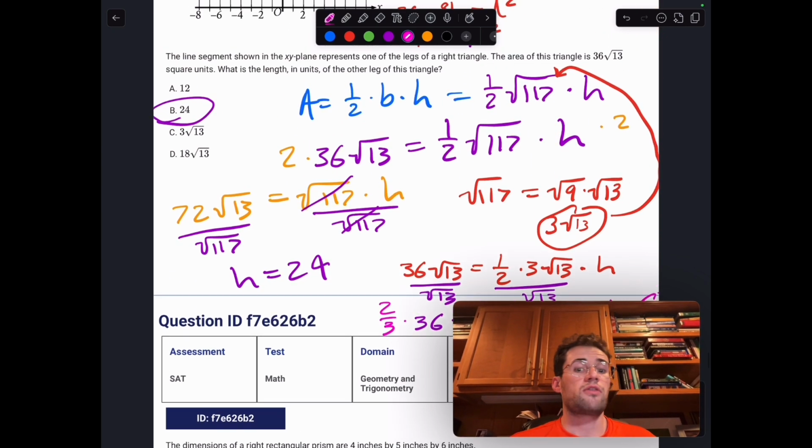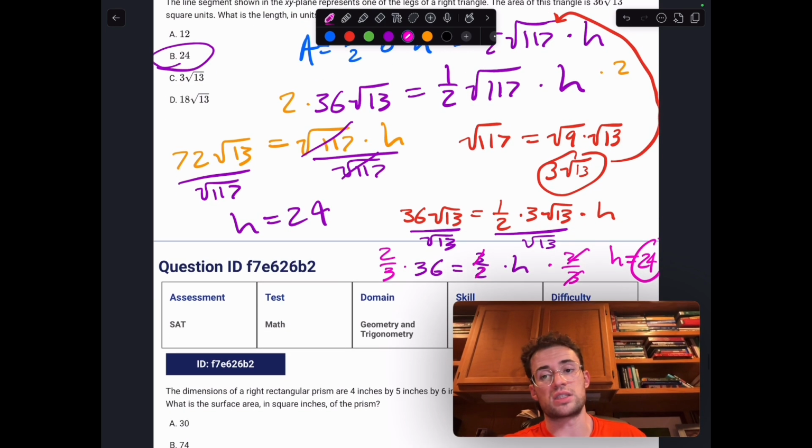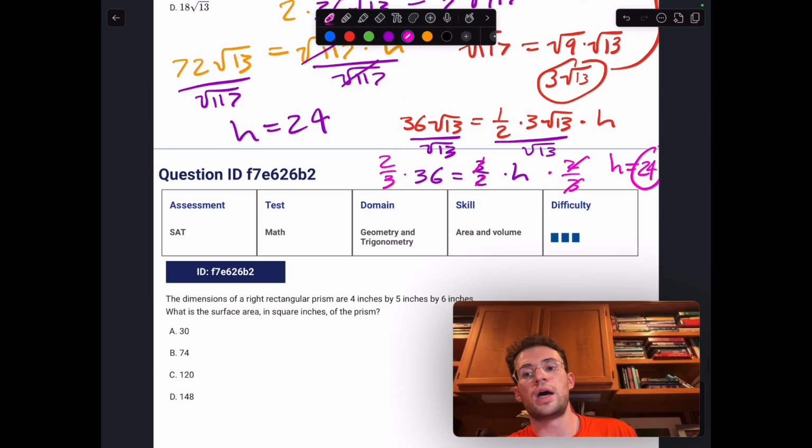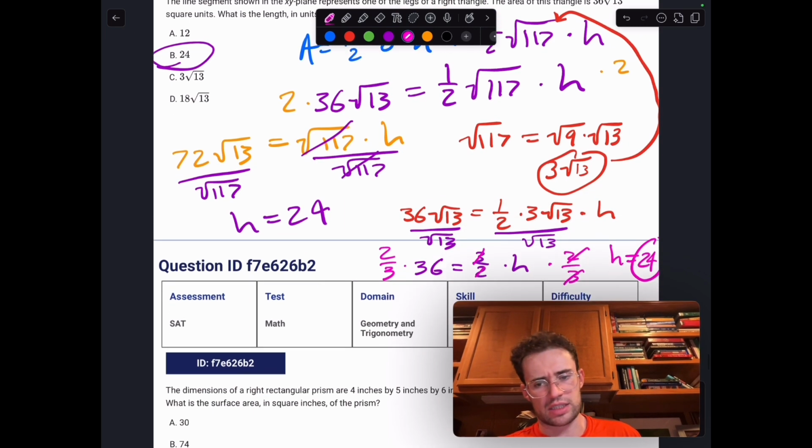But since you have one, just doing it this way probably saves at least 10 or 15 seconds. And if you're not as comfortable with radicals, then that might be the move. But I would recommend practicing with radicals, so that's not something that could trip you up.